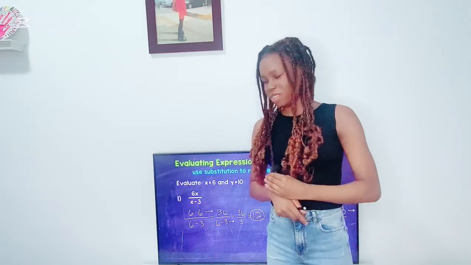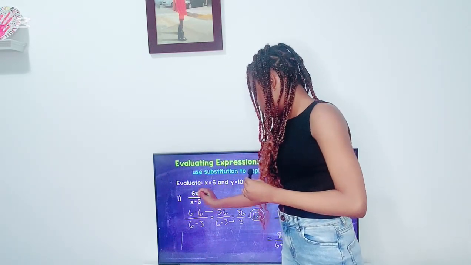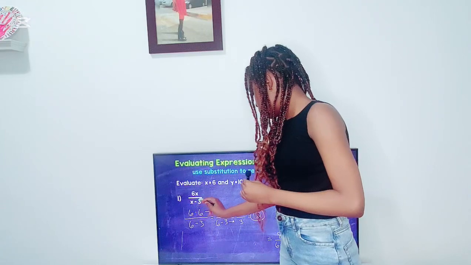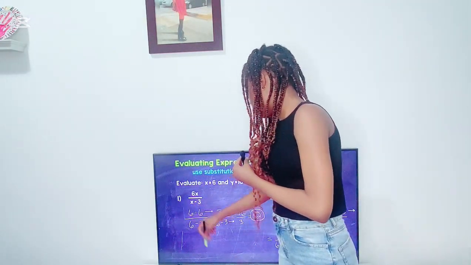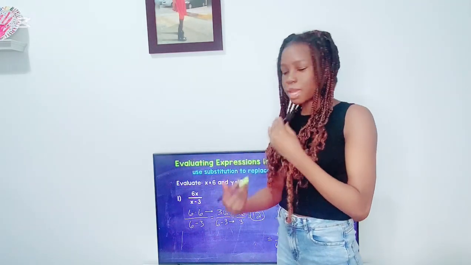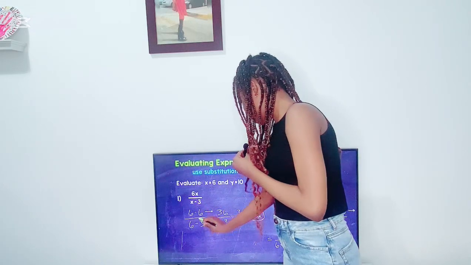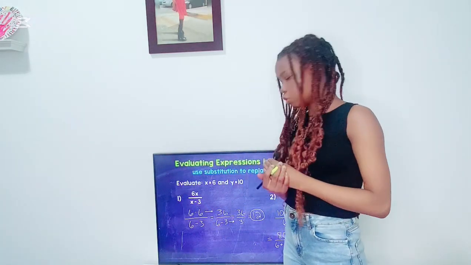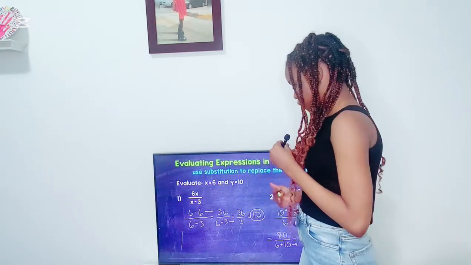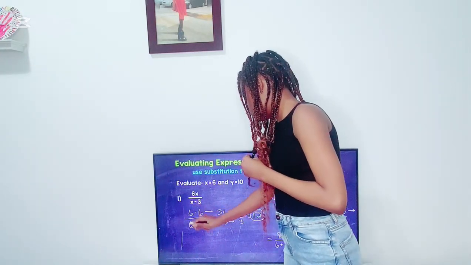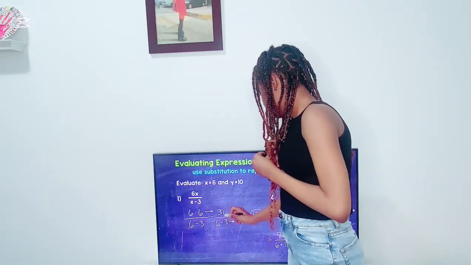Let's just get into this video. So for number 1, it says 6x over x minus 3. So basically what they mean is 6 times 6, because remember x is equal to 6. 6 times 6 over 6 minus 3. What do we do first? Multiplication, because remember, order of operations is also very important. So we do multiplication first. We take this upper one. 6 times 6 will give us 36.